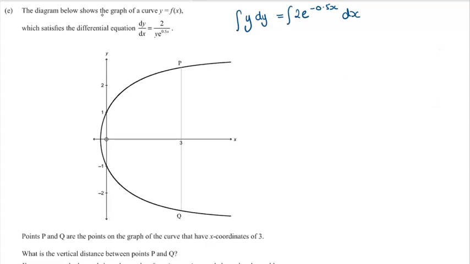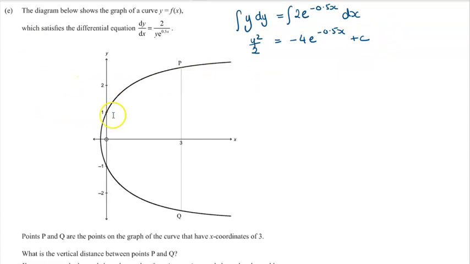So if we integrate y, we get y squared over 2. If we integrate this right-hand side here, we are going to divide by the minus 0.5. So 2 divided by minus 0.5 will be negative 4 e to the minus 0.5x. And then plus c. Then we need to gather some information to find the value of c.